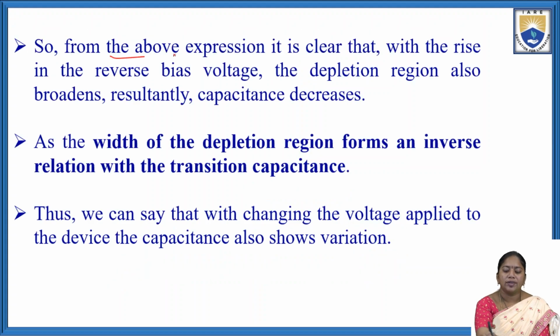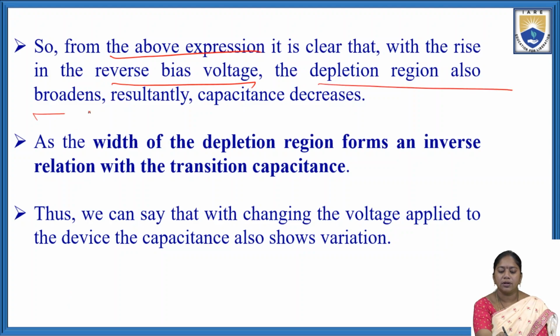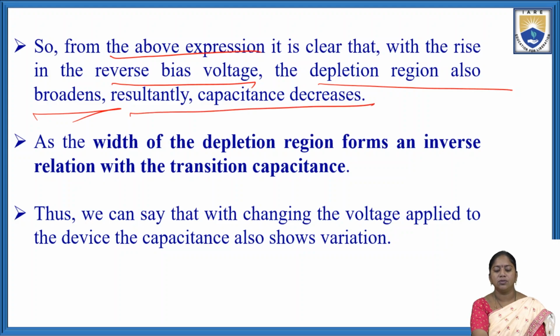From the above expression, it is clear that with a rise in the reverse bias voltage, that is, if you increase the reverse bias voltage, the depletion region width broadens, and as a result the capacitance decreases. Once the depletion width is more, the capacitance will be decreased.